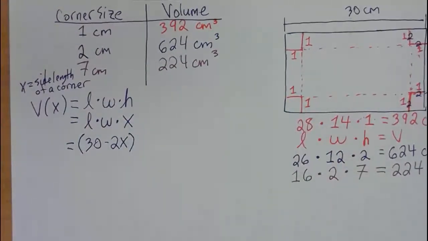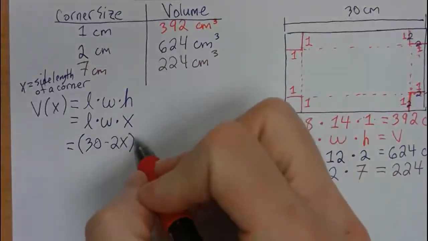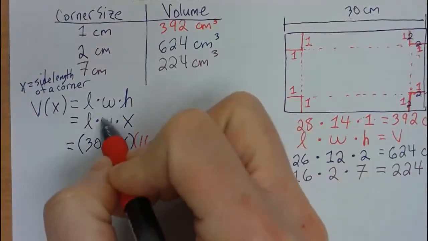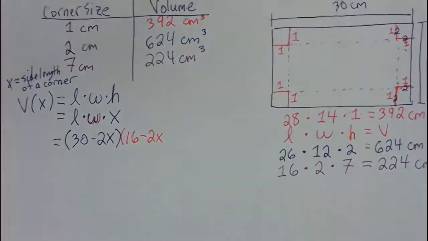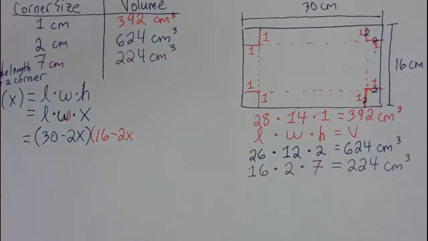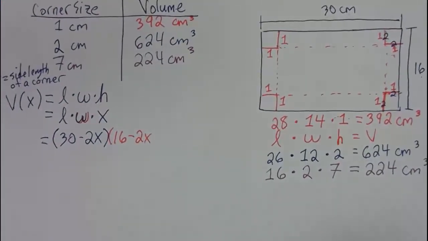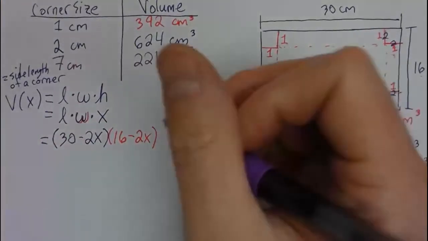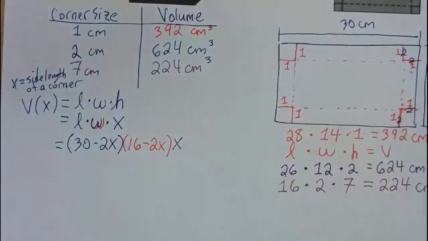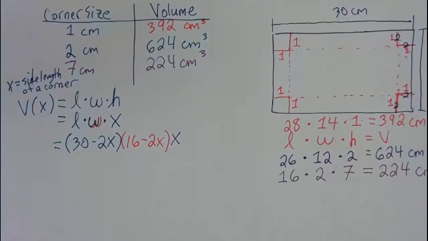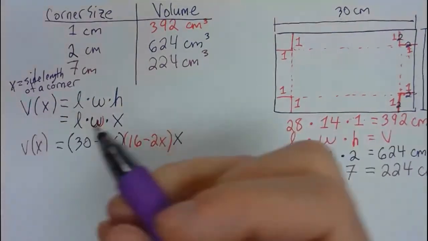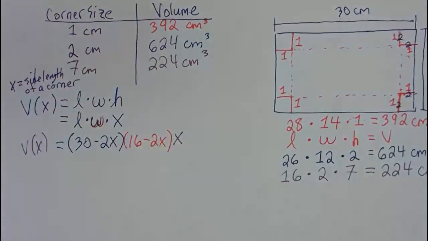Our width is going to be pretty similar because for our width, we take x away twice from our total width of 16 centimeters right there. So that is our width, 16 minus 2 of those corner lengths. And then finally, we already knew our x value. And so we have a volume equation right there. And you could leave this in our factored form or change that into standard form by multiplying everything out.